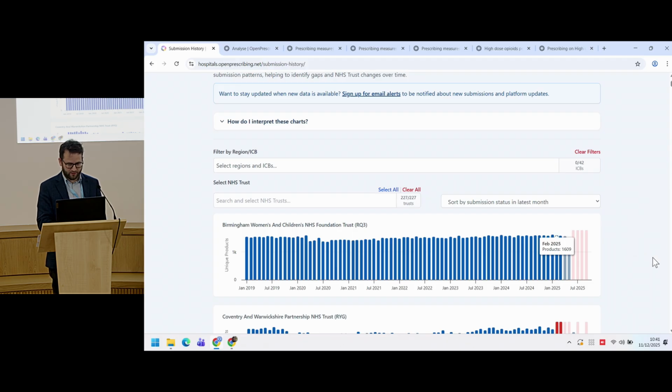So here you can see the chart which shows their submission history. It's quite a visual snapshot, but hopefully that's quite a quick way to understand what's happening. So you'll see the blue lines here represent data submissions. Each blue line represents a submission for that month. So you can see there's many, many blue bars here. So data has been submitted pretty consistently for this trust over the years.